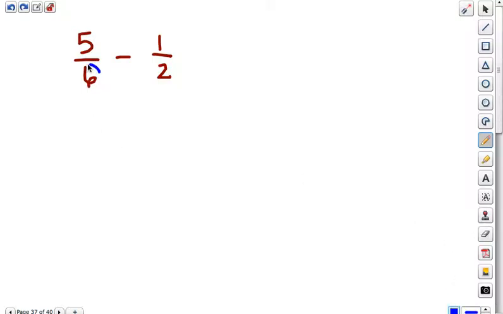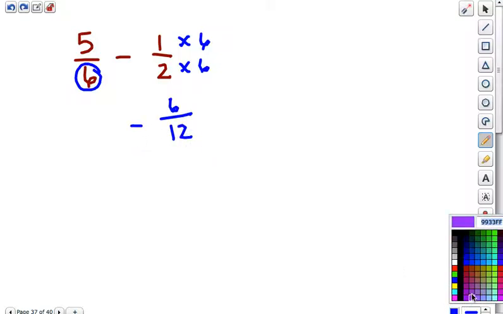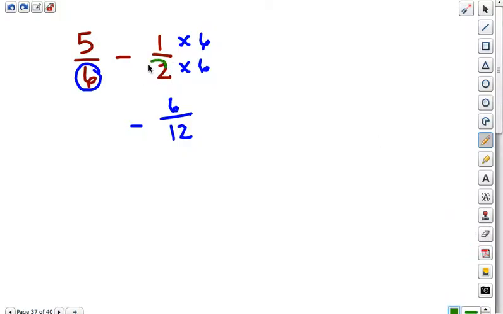So we're going to take the denominator of 5/6 and multiply that by this fraction here, and we're going to get 6/12. Okay, and then go ahead and do the same thing over here. We're going to take the 2 and multiply that by 5/6. And we're going to have 10/12.